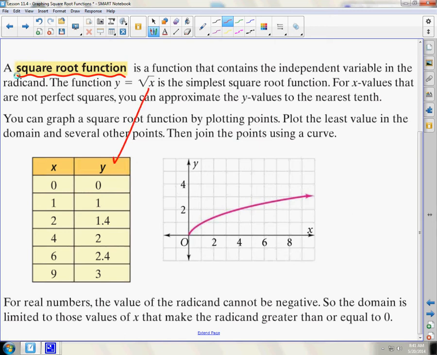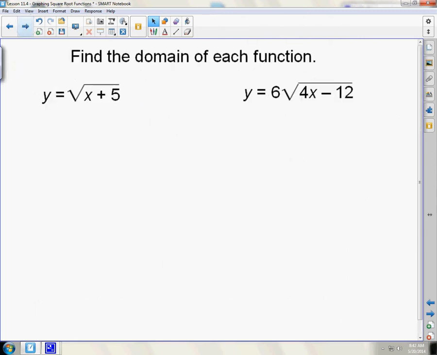This is right here. 0, 0 is my starting point, 1, 1, and then 4, 2, 9 and 3, all my perfect squares are on here. So it looks like this. Now, what's important to know is you're going to see two different types of functions, and you have to find the domain. The domain is like, what am I going to graph? How am I going to graph this?